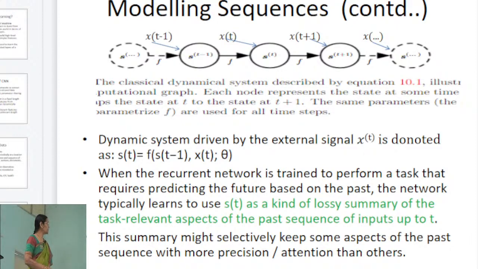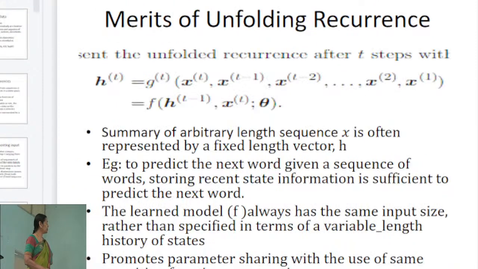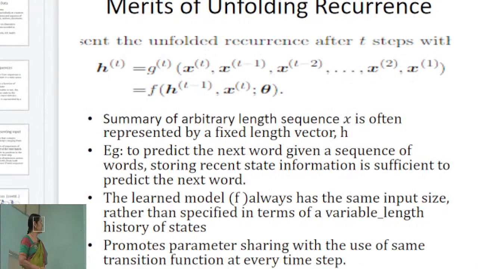So, to predict the next word given a sequence of words, storing recent state information is sufficient. The learned model F always has the same input size rather than specified in terms of variable long history of the states. So, here always it will have the input xt and then the state information, both of them are of the fixed size. So, the input is always 2 vectors, and it promotes parameter sharing with the use of same transition function at every timestamp.